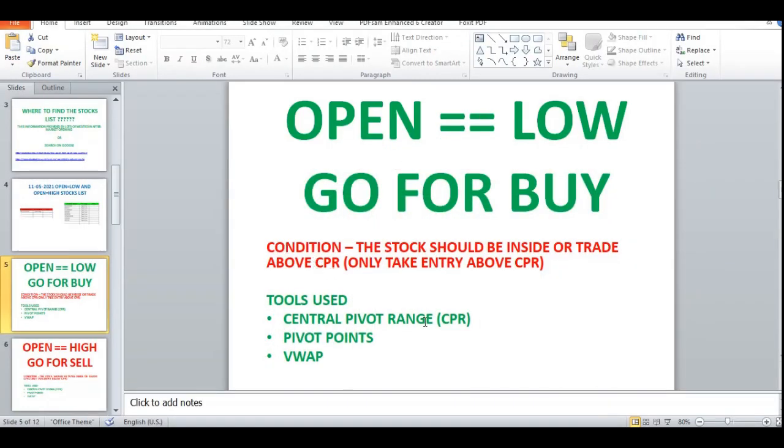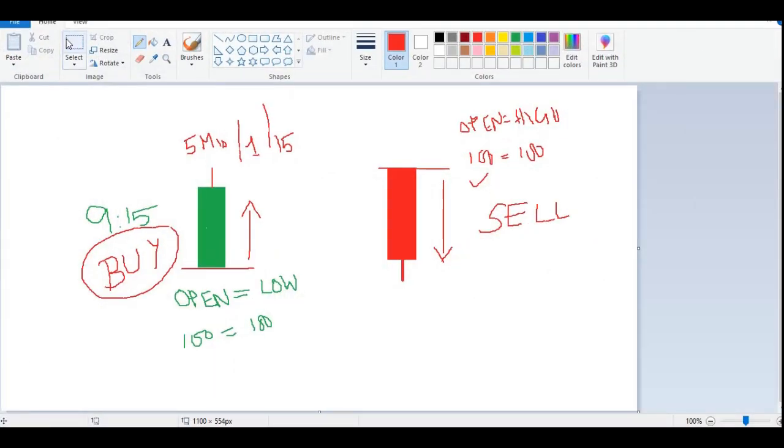The tools used are the central pivot range, CPR, pivot points, then VWAP. The condition: the stock should open inside or trade above CPR. Only take entry above CPR. This is the CPR. I hope you all know about CPR; I already posted some videos regarding CPR.